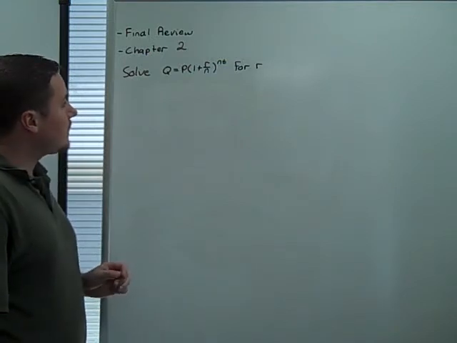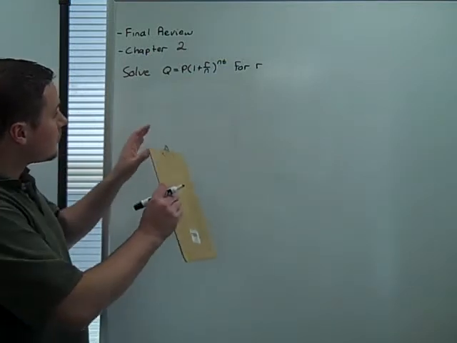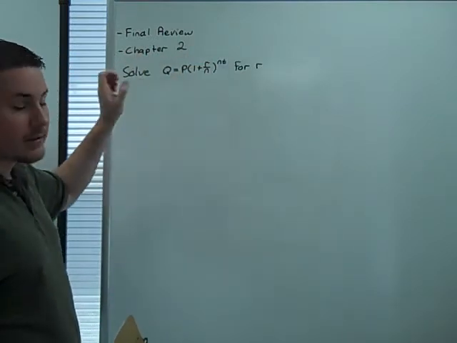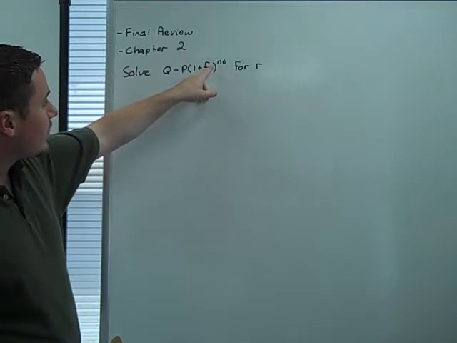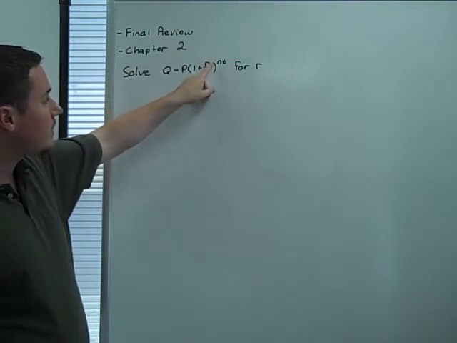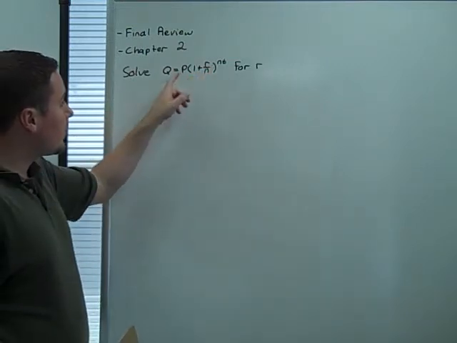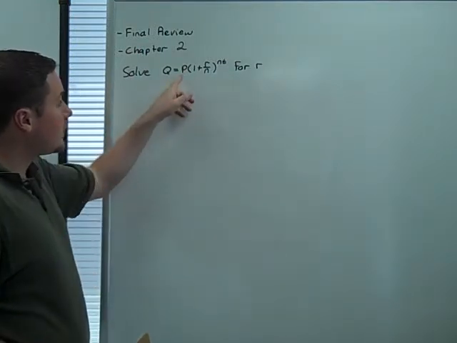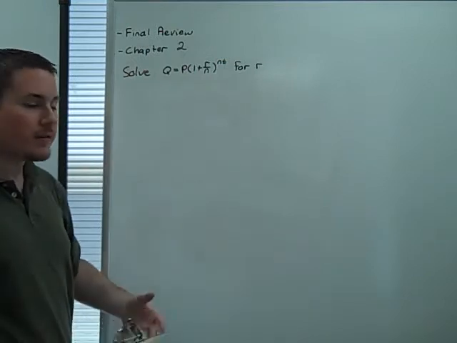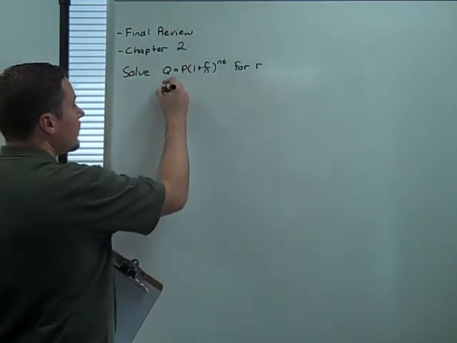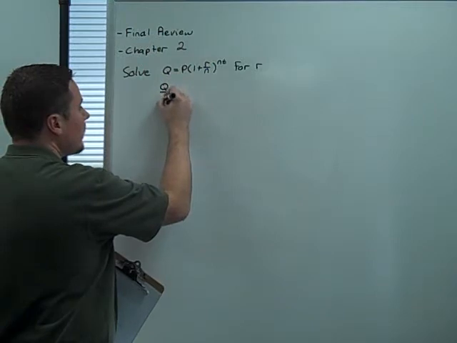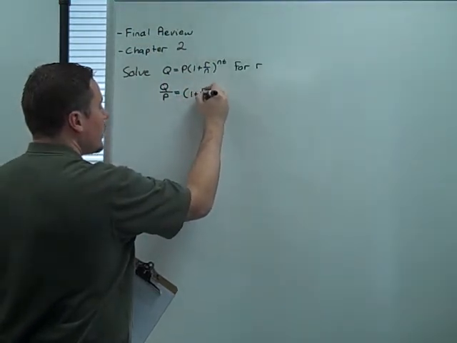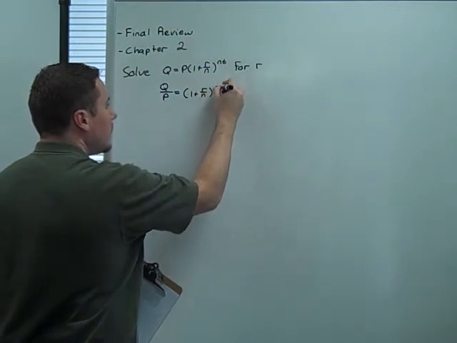Now, the first thing that we need to do is, well, overall we're going to try to unravel the right side. And it'll make the left side a little bit more complicated. But we're essentially going to apply inverse operations to get at this R. So since P, being the outermost operation, is multiplied, the inverse operation would be division. So we're going to divide everything by P. And that will give us Q over P equals 1 plus R over N to the NT.